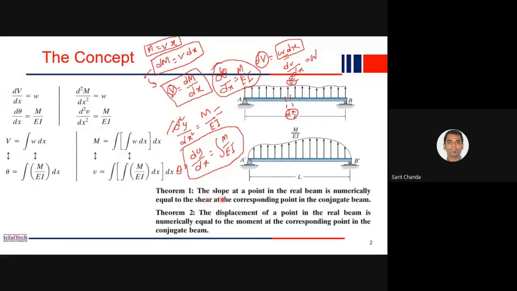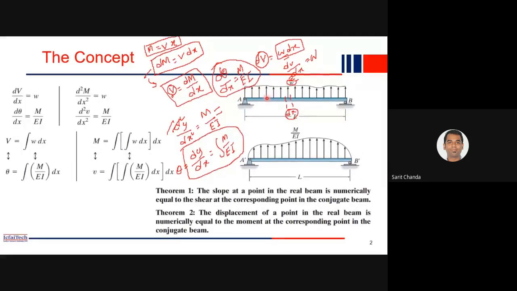Theorem one: the slope at any point in a real beam is numerically equal to the shear force at the corresponding point in the conjugate beam. So there are two beams. One is the real beam, whatever we saw, and from the real beam we have to draw a conjugate beam. What is a conjugate beam? In the conjugate beam, the loading will be based on the original beam loading, which is w. We have to find the moment diagram of this beam. The M by EI diagram of the original real beam will be the loading in the conjugate beam. So now this is our conjugate beam. In this conjugate beam, for example, you want to find out the slope at this point.